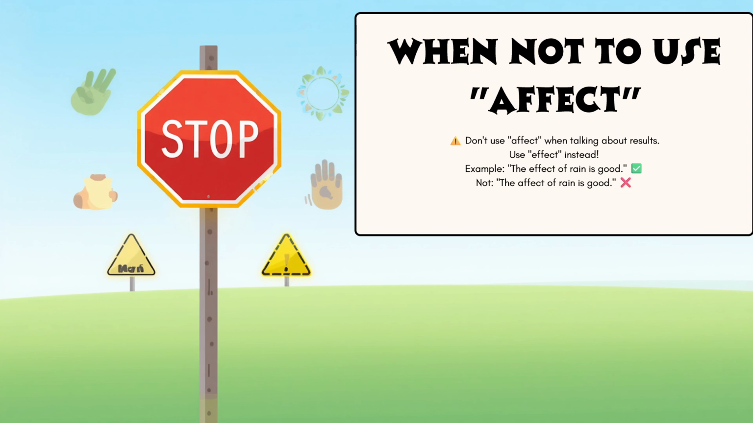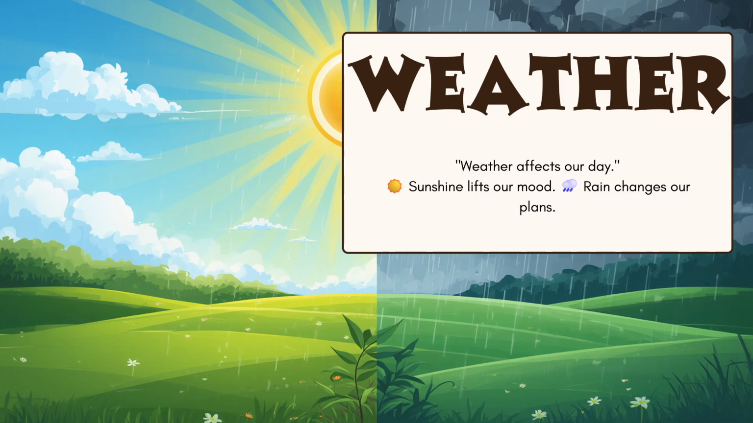When should you not use affect? Don't use affect when you are talking about results. For results, use effect instead. Here is an example about weather. Weather affects our day. If it rains, our plans might change. If it is sunny, we feel happy.